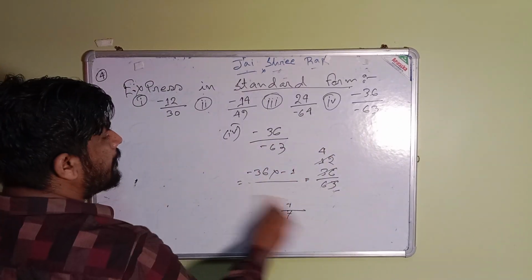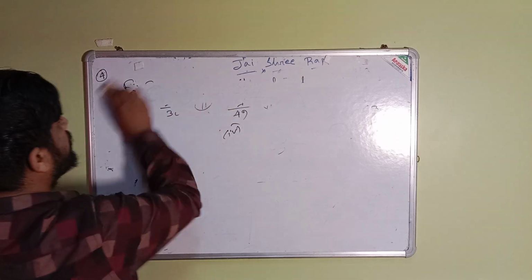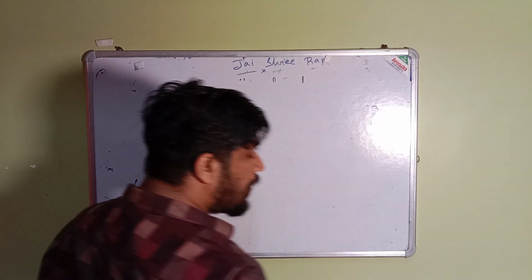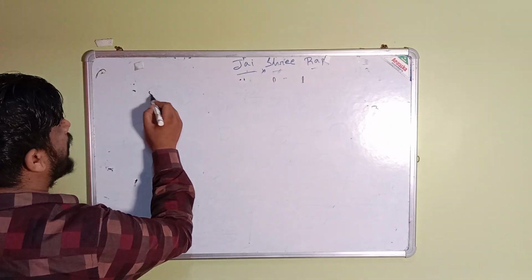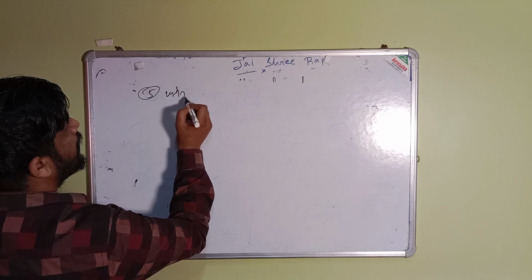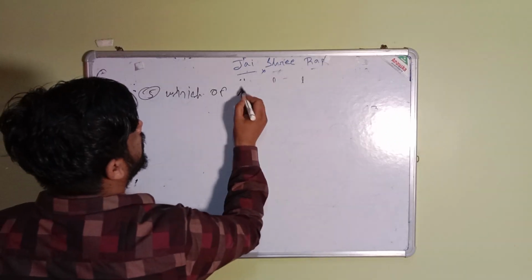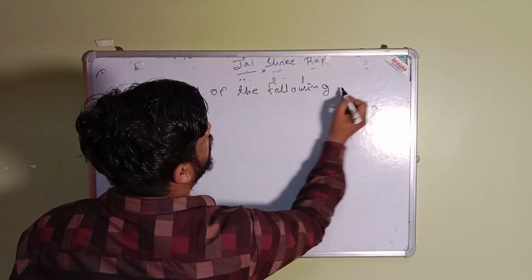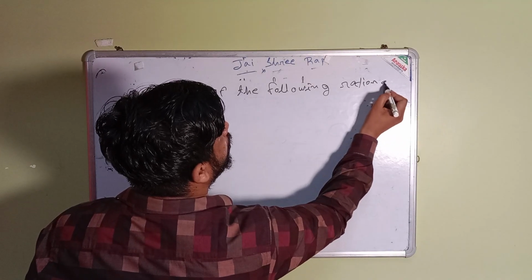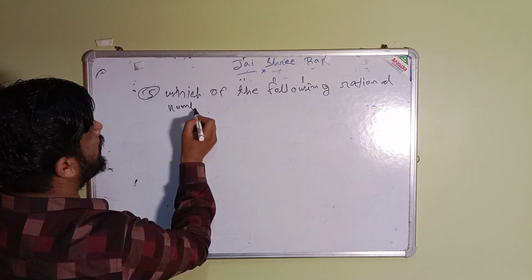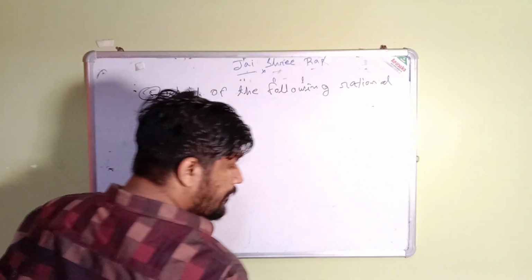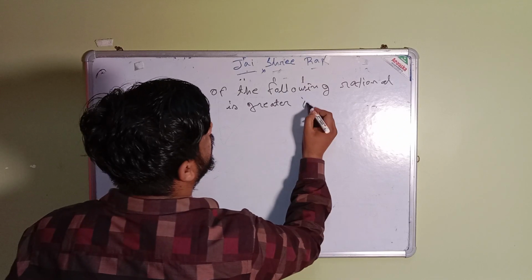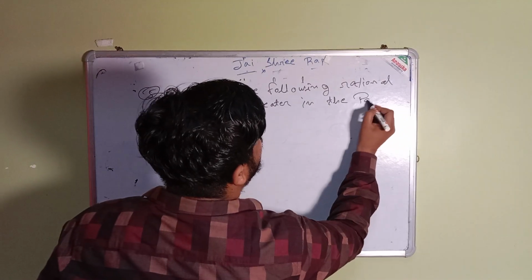Okay, I am going to the next question. The next question is: which of the two rational numbers is greater in the given pair? You already have the book, I think. So the question is, which of the following rational numbers is greater in the pair.